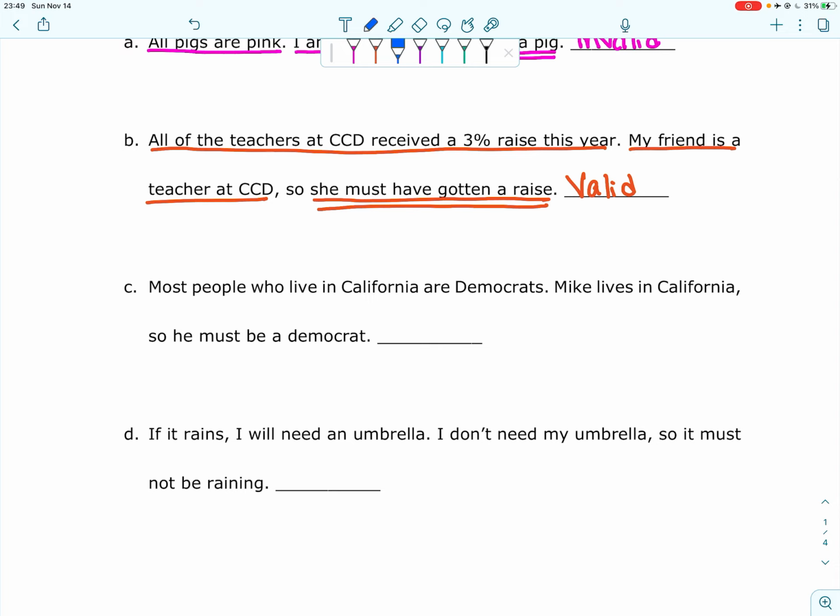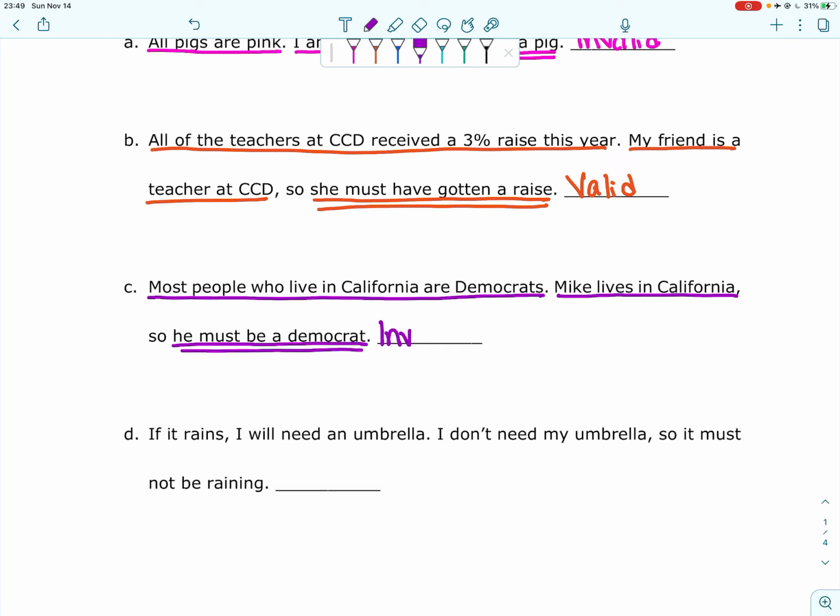Most people who live in California are Democrats. Mike lives in California, so he must be a Democrat. So most people who live in California are Democrats. Mike lives in California is our premises. Our conclusion is that he must be a Democrat.